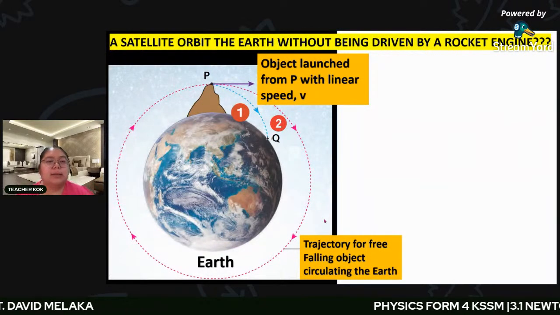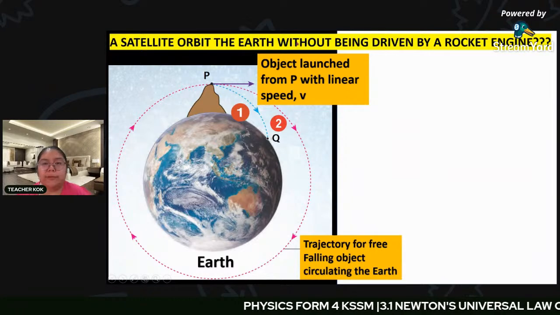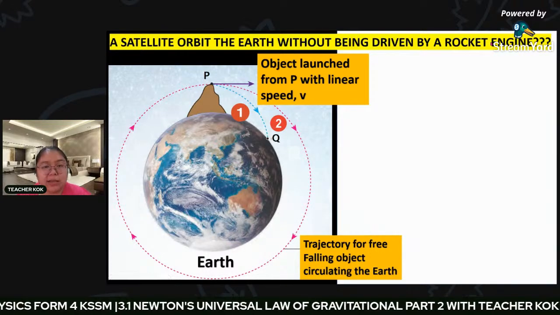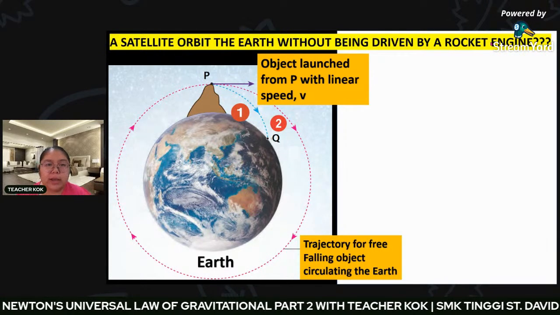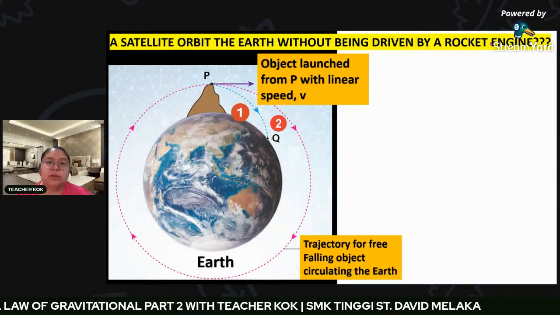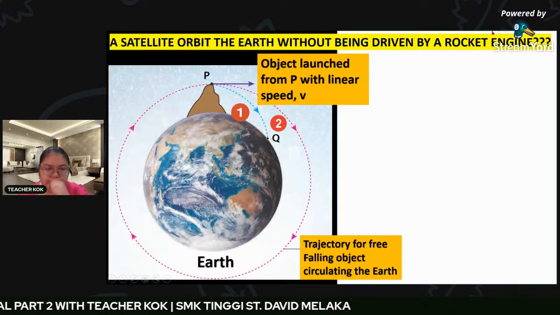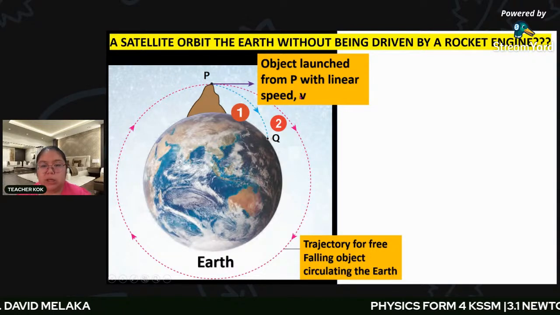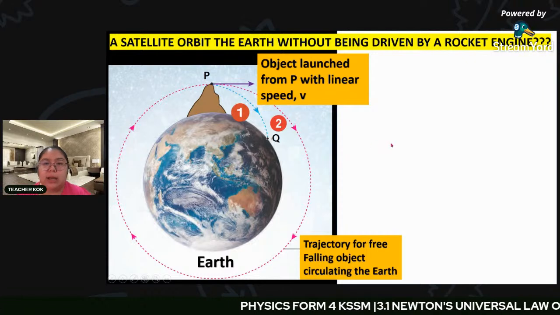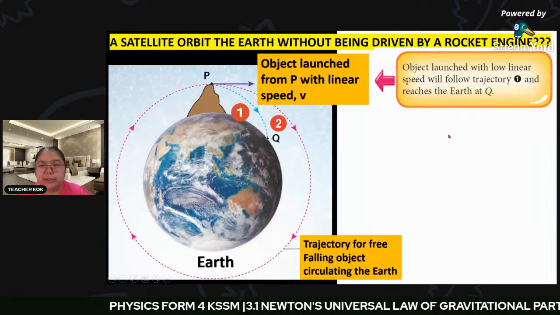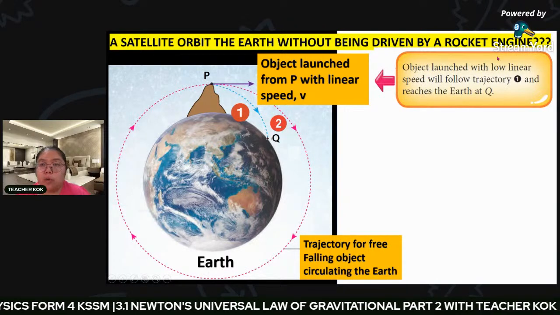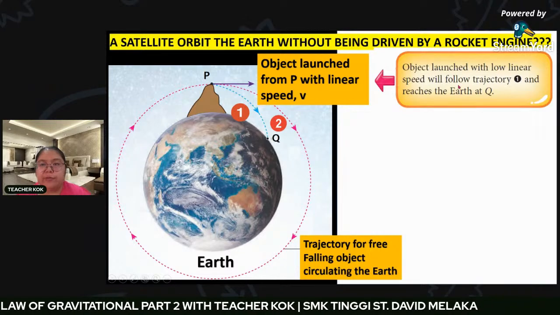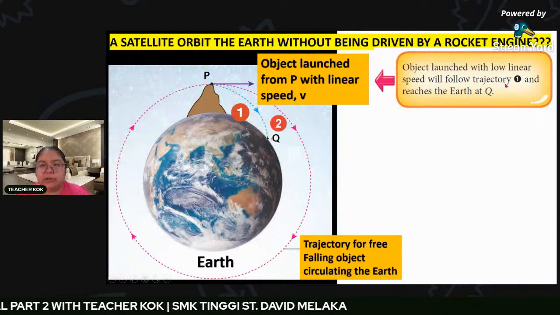Okay, now a satellite orbits the Earth without being driven by a rocket engine. That means they don't need any engine, but they can rotate and orbit the Earth. So from here, you can see the first one: the object is launched from P with linear speed v. So when starting, they launch. From here we have two parts, and we're going to explain the first. The object is launched with low linear speed. When they start, the speed is low, so you will find they follow trajectory one.